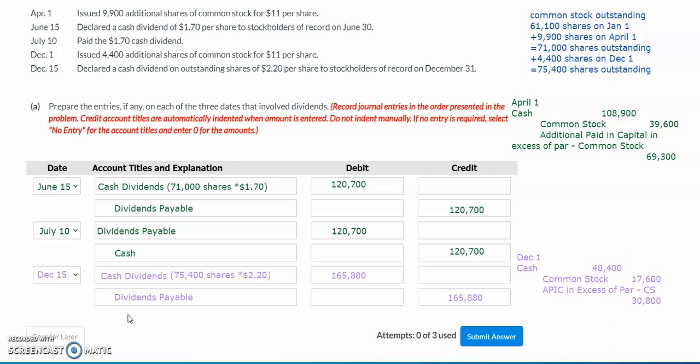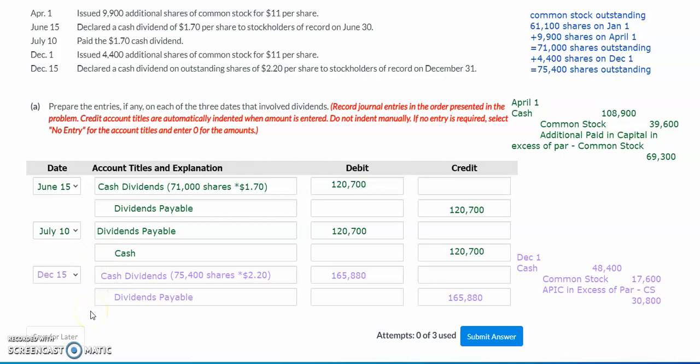And there's also the record date. So that determines who we're going to be paying the dividend on. So who are the shareholders on record as of that particular date, because there could have been some movement in terms of ownership. And last, we have the payment date. So on the payment date, we actually pay out the dividend. So we're going to debit dividends payable and credit cash.